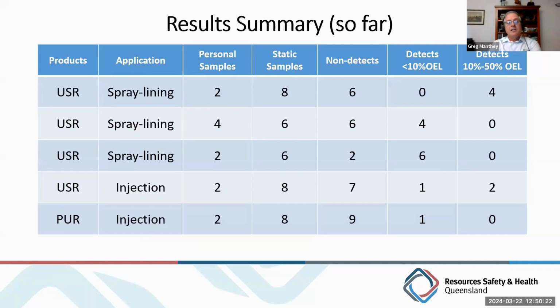The results from this testing so far are reasonably encouraging. You can see there's been testing on urea silicates and polyurethane, spray lining and injection, so different applications of different materials. Personal and static sampling, and most of the samples have been non-detects for isocyanate so far. The detects have all been less than 50% of the OEL and mostly less than 10%. So there's some reasonably good indications that while the contaminants are there, the level of exposure looks to be reasonably well controlled in underground coal.